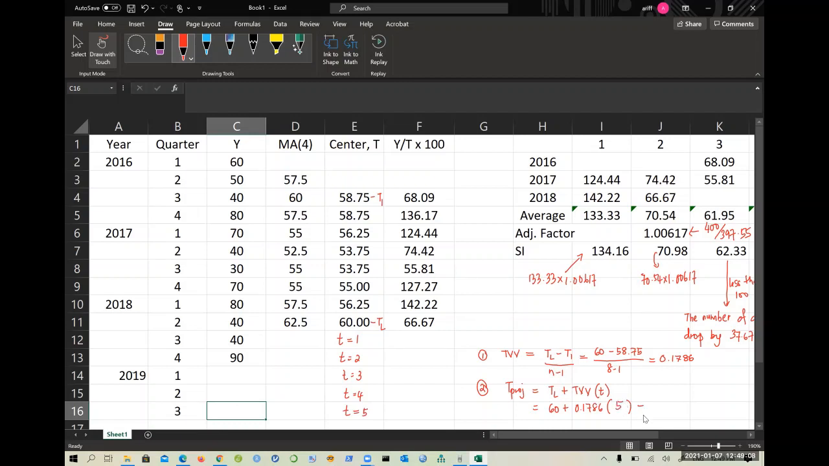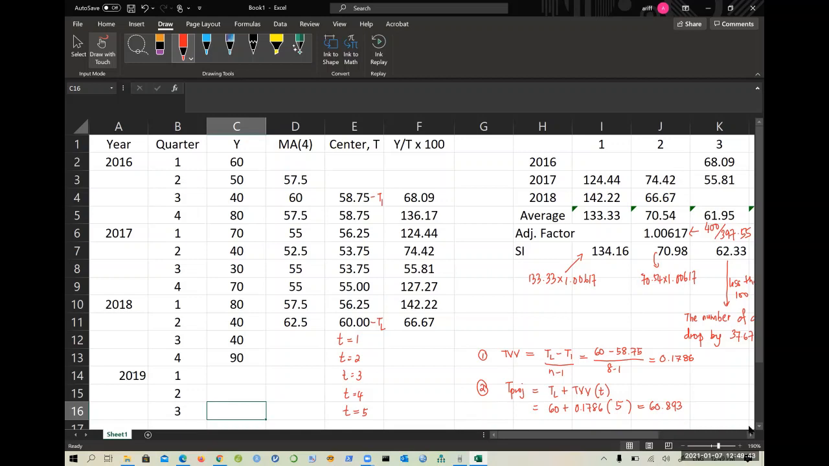So that means you replace with 5 over here. So calculate this one, you should get 60 plus 0.1786 times 5. So you get 60.893. So you have here 60.893. Okay.